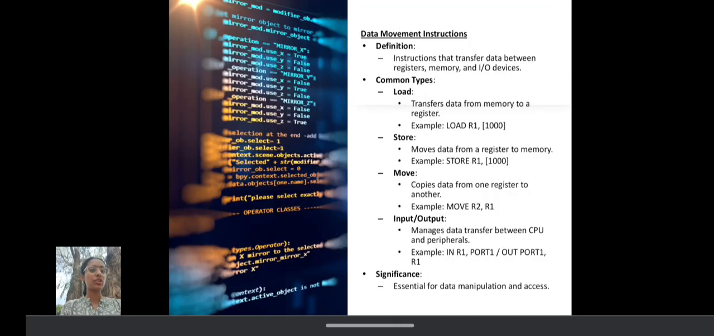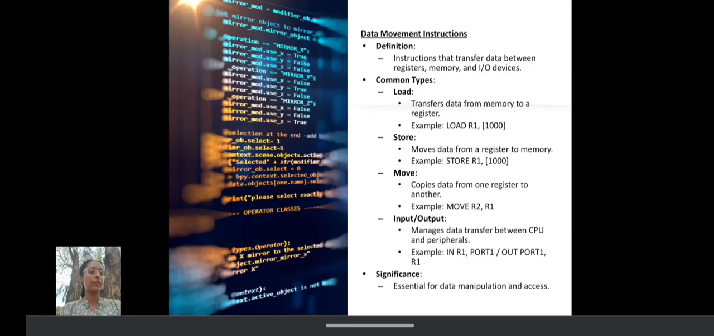Data movement instruction, and this is the first type. In that, the definition is instructions that transfer data between registers, memory and input-output devices. Common types are load, store, move, input or output. And for the load, it transfers data from memory to a register. Example, load R1, 1000.